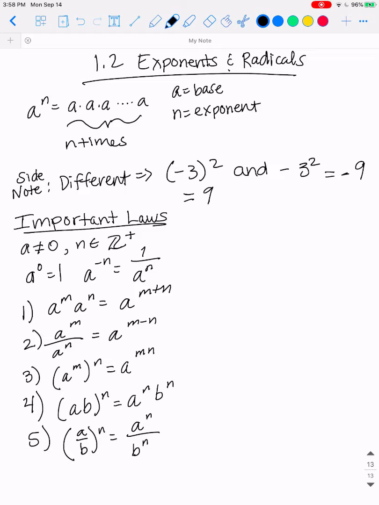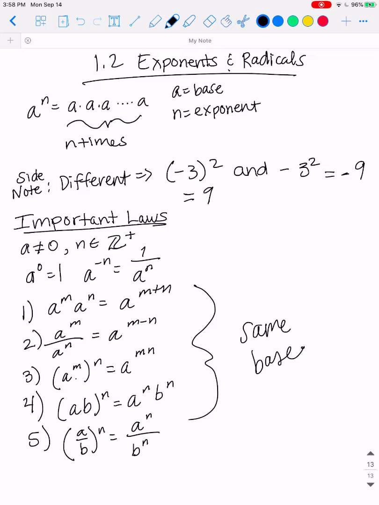Here's the product rule for exponents. So when we're multiplying two things that are the same base but different exponents, we add them. So keep in mind that these are all the same base. And then this is the quotient rule. So when we have them as a quotient, we subtract the exponents. And then here, our a^m is to the nth power, so we're going to multiply the exponents.